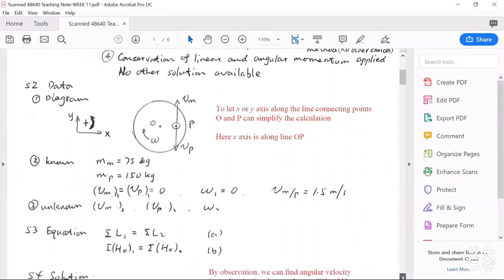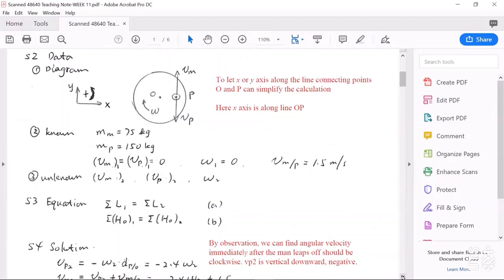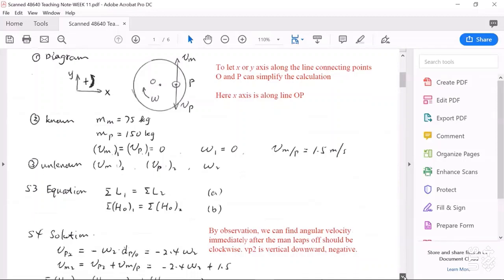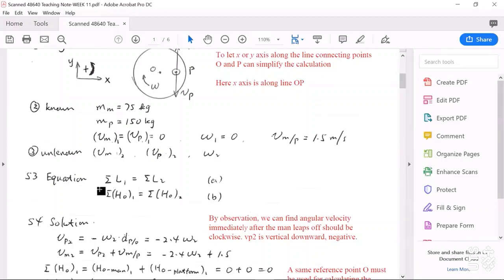Okay, here we don't know Vm2, Vp2 and omega 2. We can apply conservation of momentum, both conservation of linear momentum and conservation of angular momentum. Next, you will see actually only the conservation of angular momentum is useful. The conservation of linear momentum is not useful for solving this problem.